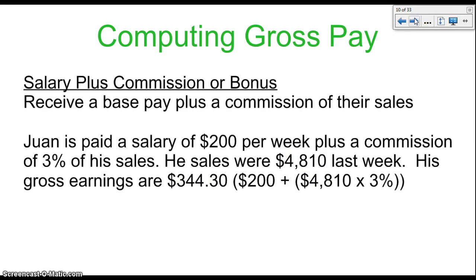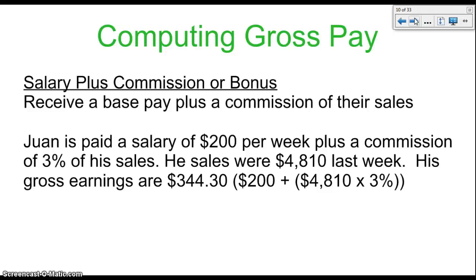You may have salary plus commission. This is becoming more common, or you may hear it as salary plus a bonus. This is where you receive a set salary every week, but you also receive commission on top of that. So not only are they guaranteeing you a certain amount of money, but you also get a percentage of your sales, so they're encouraging you to sell items.